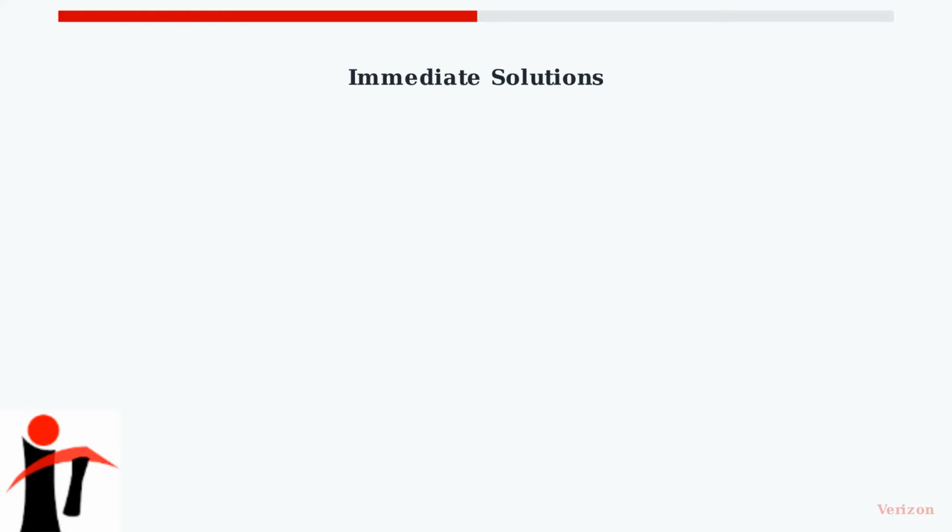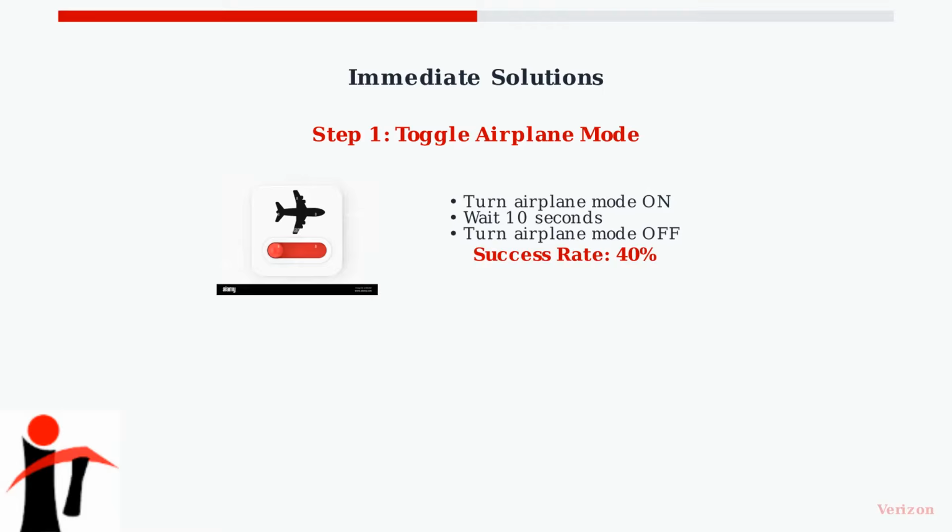There are four primary troubleshooting steps you can take right away, each with proven success rates based on recent customer service data. Step 1. Toggle airplane mode. This forces your device to reconnect to the network and has a 40% immediate success rate. Simply turn airplane mode on, wait 10 seconds, then turn it back off.